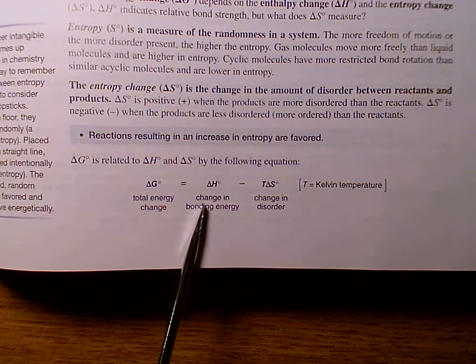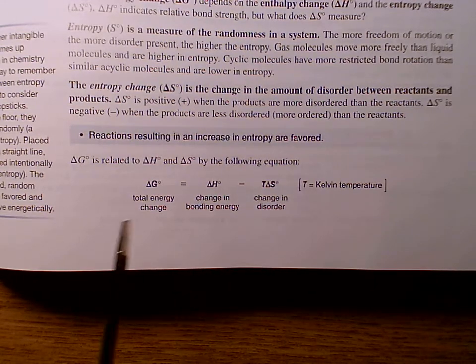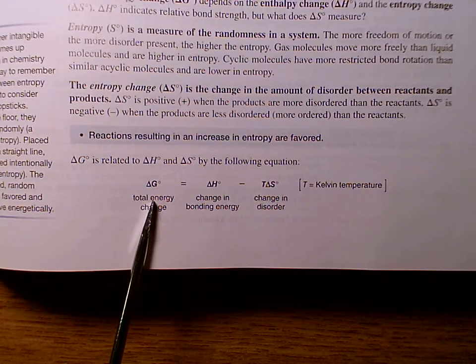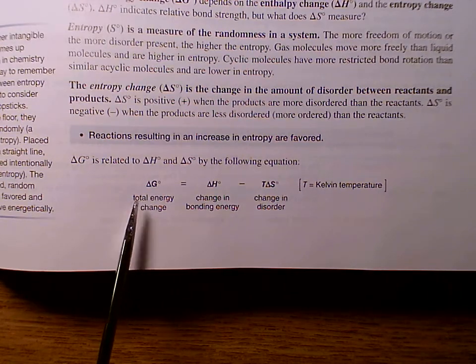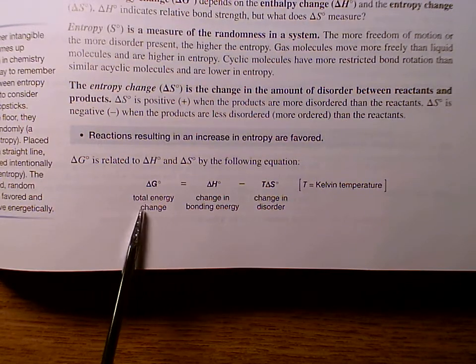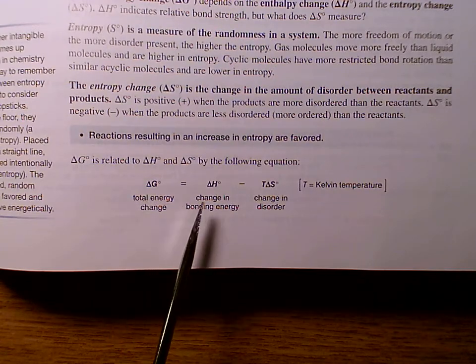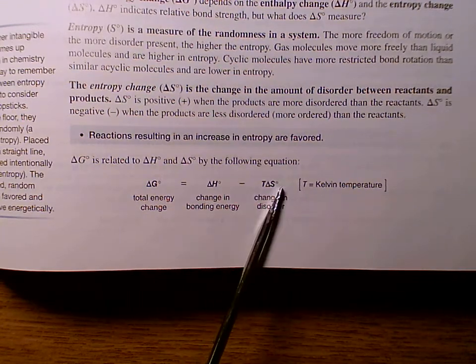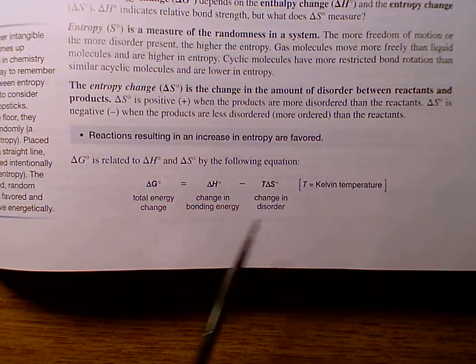Delta G equals delta H minus T delta S. Whether the reaction is spontaneous or not, whether it goes forward, the equilibrium lies to the right. Equilibrium constant is greater than 1. Reaction spontaneous. Delta G naught equals delta H minus T delta S, where T is the temperature in Kelvin.